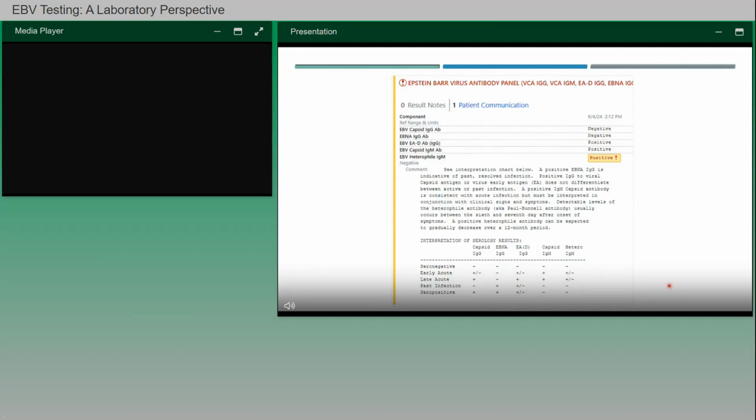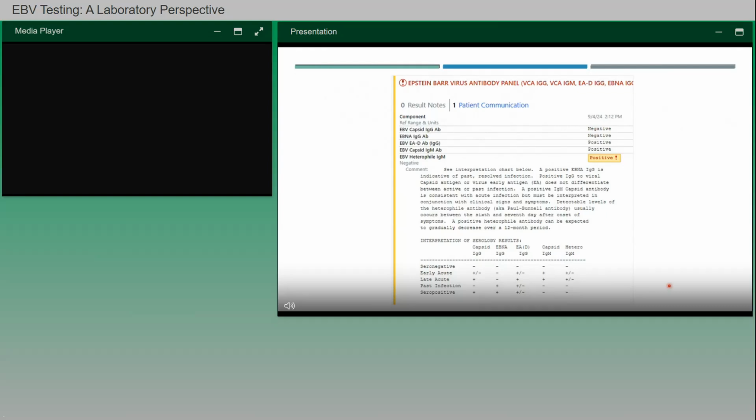So what does this tell us about this patient? In this patient, it's telling us that they're in the acute phase, right? Because we see the IgM for the capsid, as well as that heterophile, and that early antigen, which is a good antibody to detect active infection too. So this patient's in that acute phase.